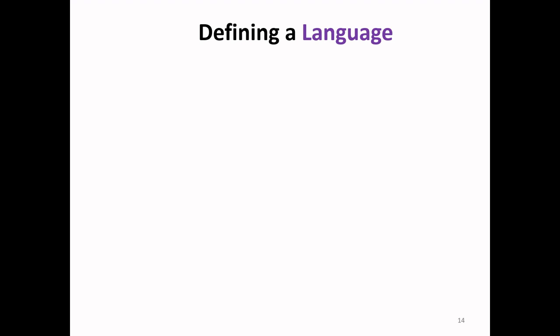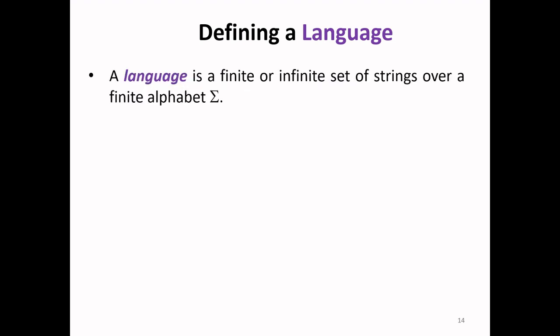Till now, we discussed the definitions of alphabet, string, functions on strings and relations on strings. Let us learn the definition of a language. A language is a finite or infinite set of strings over a finite alphabet summation.